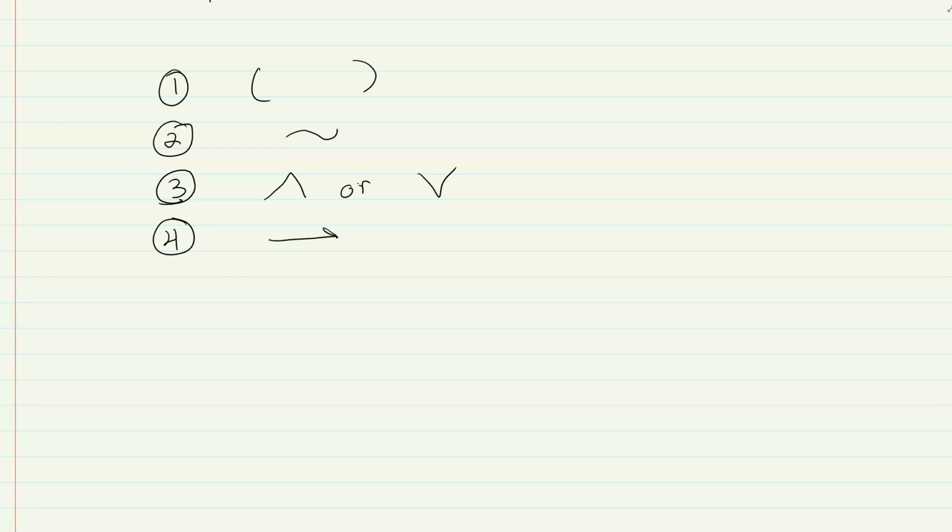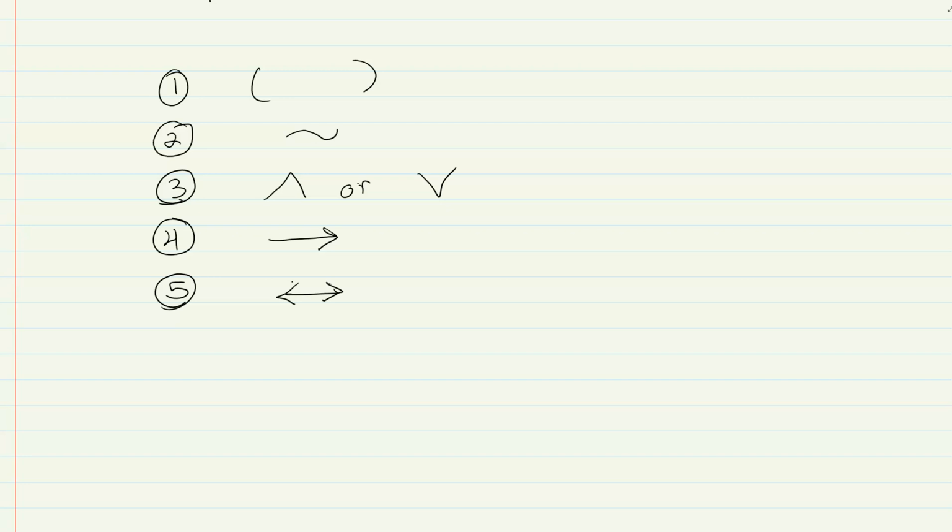The order is, first, anything inside parentheses, second, negation, third, and and or, then fourth, if then, and lastly, if and only if. So those are your order of connectives.